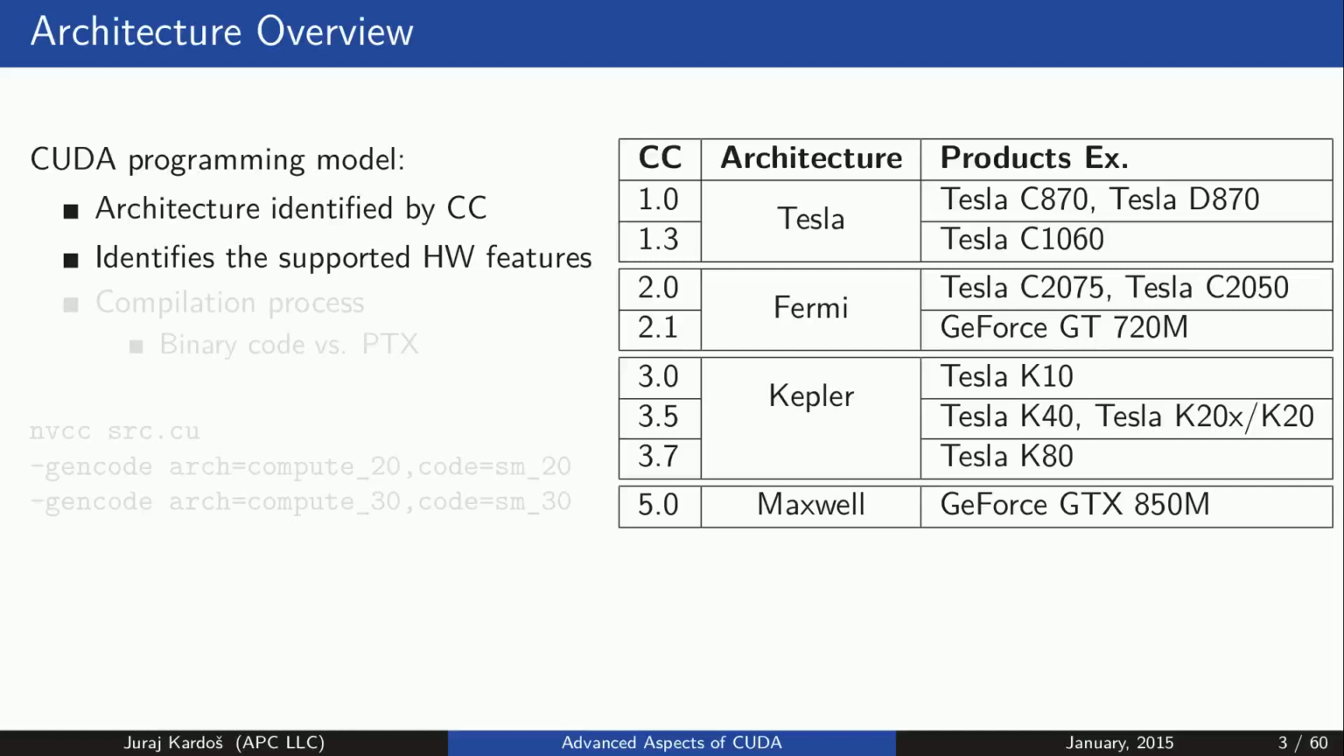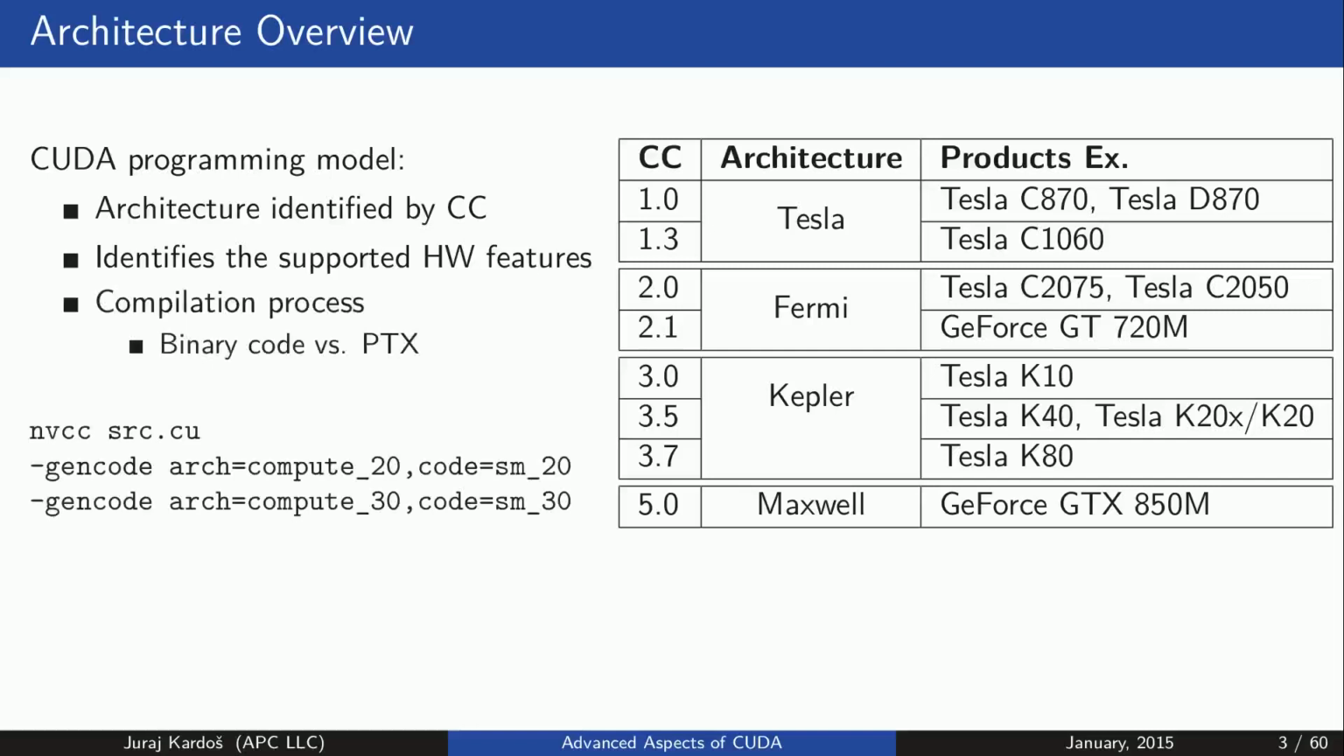Devices with the same major revision number are of the same core architecture. The major revision number is 5 for devices based on the Maxwell architecture, 3 for Kepler architecture, 2 for Fermi, and finally 1 for devices based on Tesla architecture. The minor revision number corresponds to an incremental improvements to the core architecture, possibly including new features.